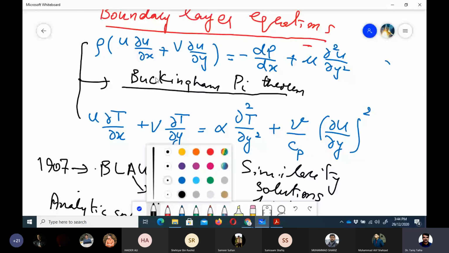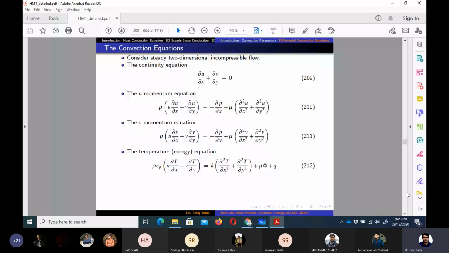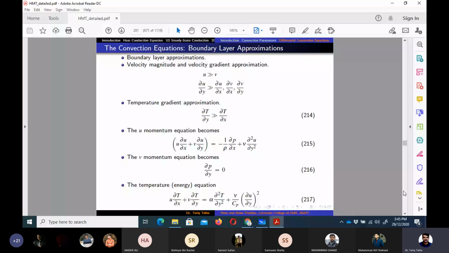So in order to apply the Buckingham Pi theorem, if I show you the non-dimensionalization, these are all the equations which I have shown you on the whiteboard, and then we applied those boundary layer assumptions, and once we apply the boundary layer assumption, we get to these three equations, 215 to 217. Partial p by partial y we don't need to solve because that is not going to give you anything. So in essence we have to solve equation 215 and equation 217.